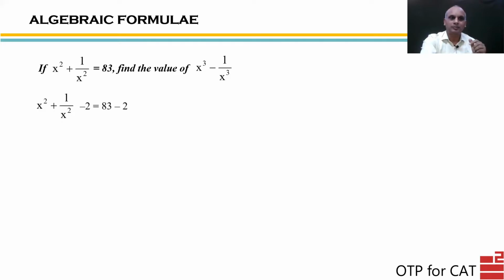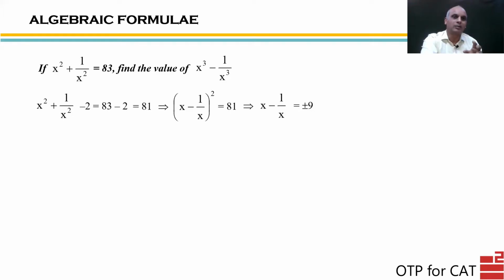And I will get something like this, which means I'll be subtracting 2 on both sides of the given equation, and I'll get x square plus 1 by x square minus 2 is equal to 83 minus 2. And then I will get the right hand side as 81, and left hand side is nothing but x minus 1 by x whole square. So we get this is equal to 81. Now, if we remove the power 2, I will get x minus 1 by x is equal to plus minus 9. Don't think it is just 9, it is plus minus 9.